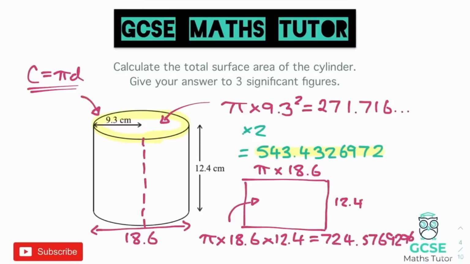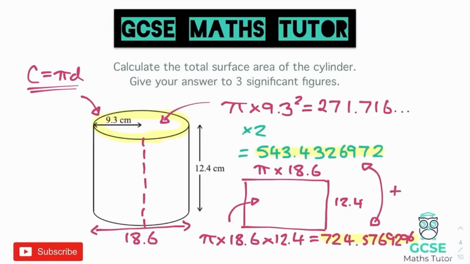9296. There we go, just about fit that in. So that is the curved surface area around the outside of the cylinder. Now obviously we need to add these all together to get the total area, so we're going to add these 2 numbers together, and that's going to give us our total surface area. Let's just put a little plus there.